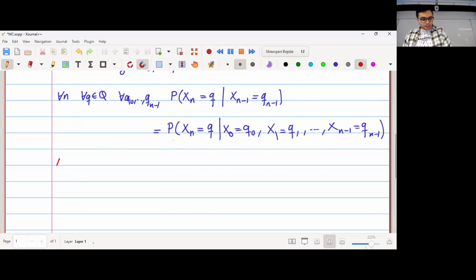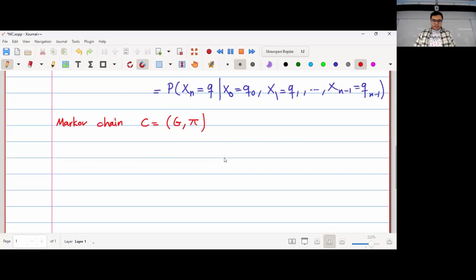I would say a Markov chain, let's call it C, is a graph G and a function that assigns probabilities to edges of this graph. So let's call that P. Actually, I'm thinking, do I want to use P for paths later on? Probably, but I'm using it for probability anyway.